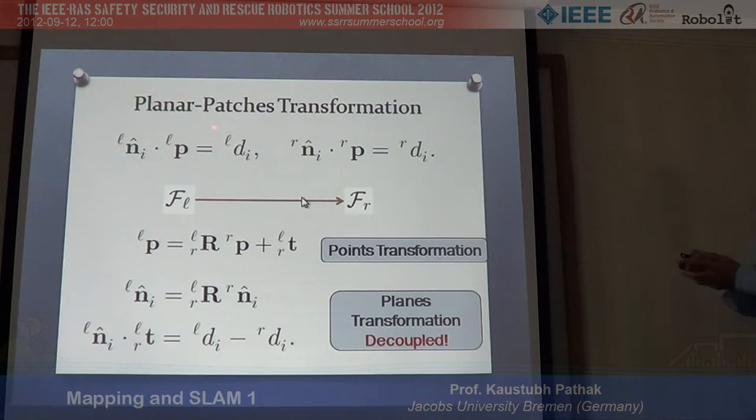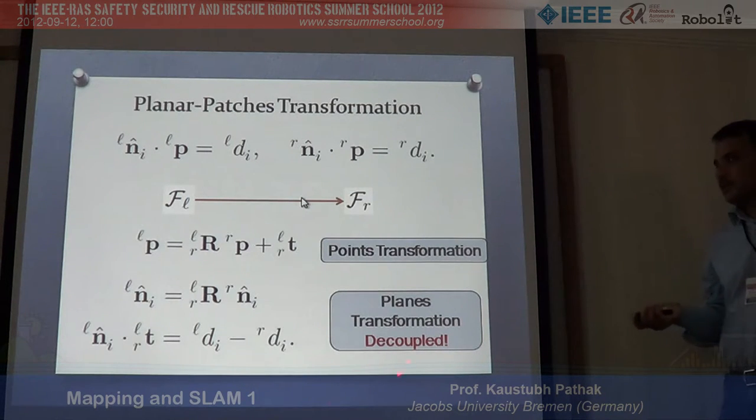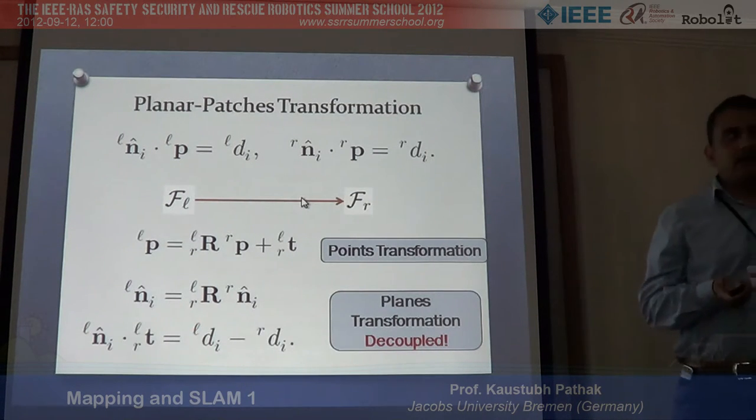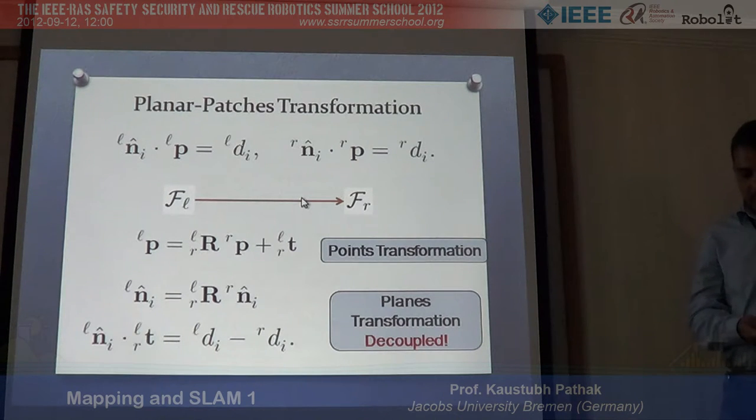And then, if you consider two corresponding planes, one in the frame L and one in the frame R, then their equations look like this. If you substitute this well-known equation in there, you get equations where the normals are affected only by the rotation matrix, whereas the translation depends only on the d parameters. So you can nicely decouple rotation and translation. This is one reason why the algorithm becomes quite efficient.